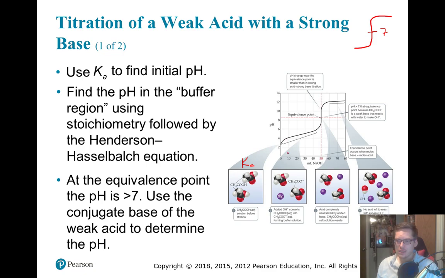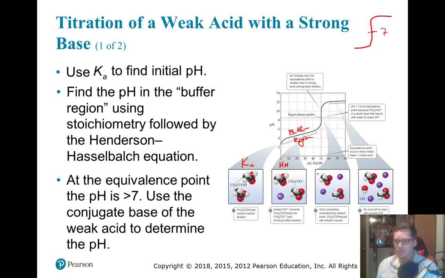When we're in this area right here, we call this the buffer region. That makes sense because this is the region where our pH just isn't changing very much. It's changing quite a bit here, right? But our pH isn't changing too terribly much. So this is called the buffer region. And when we're in that buffer region, we can use the Henderson-Hasselbalch equation. We'll put HH for Henderson-Hasselbalch equation.